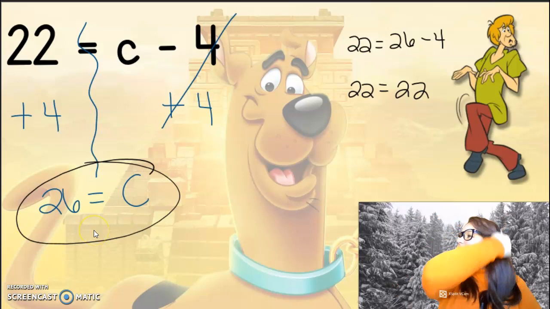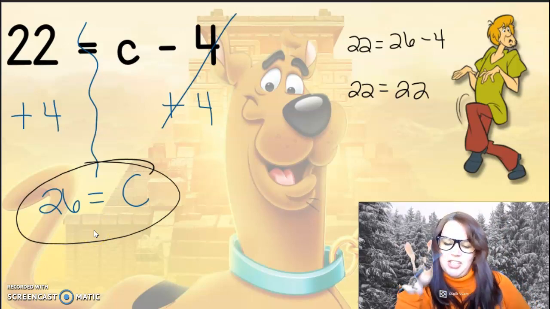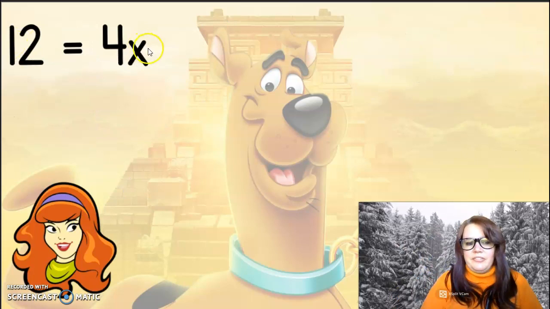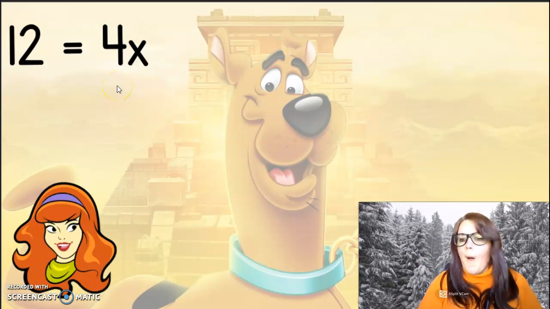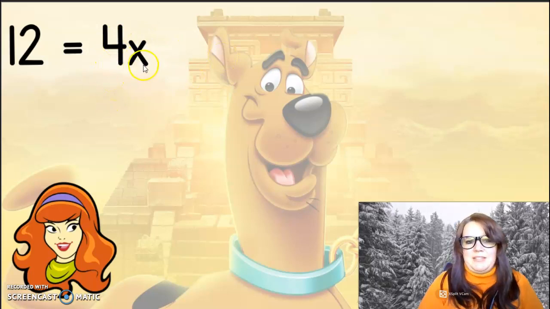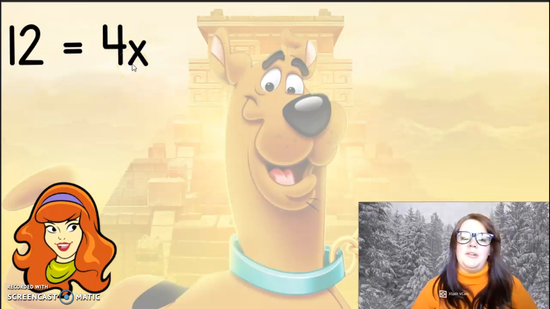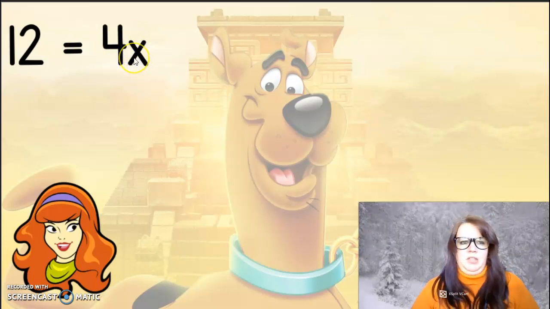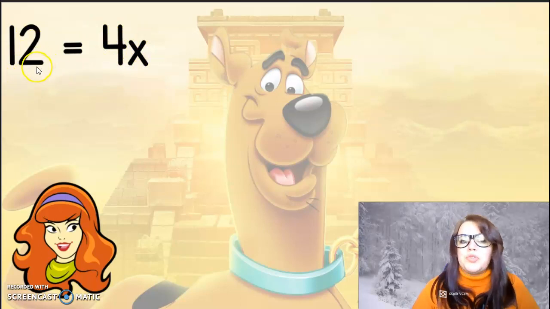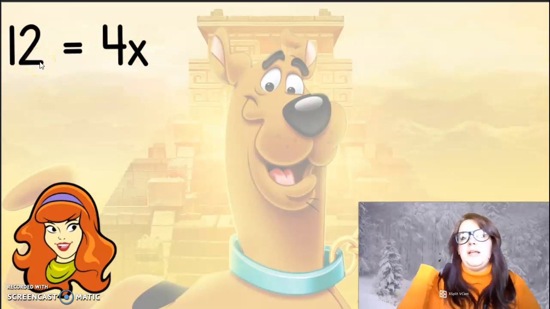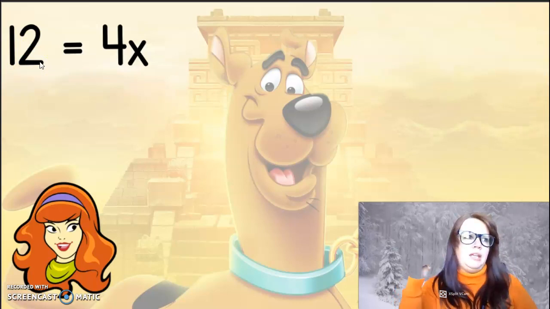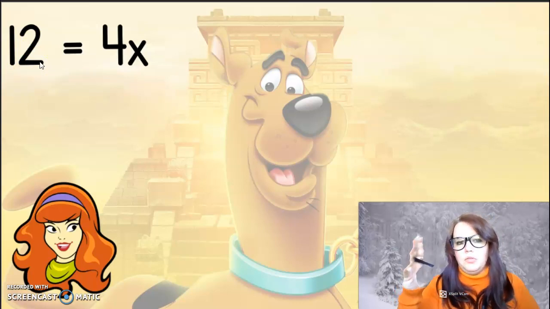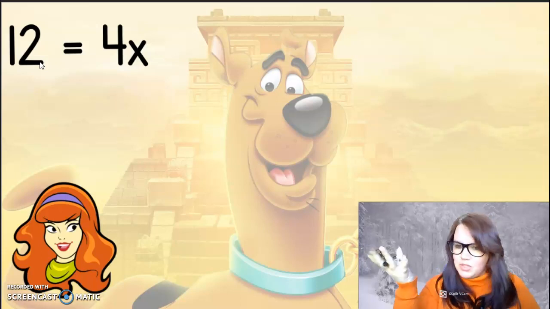Isn't this fun? Mystery. I've got two more for you. What if it's multiplication? I know this is multiplication because that's a coefficient and a variable right next to each other, so that is 4 times x. Just like in the last examples, some number times 4 equals 12. I know you're probably already doing this in your head. You're already pretty aware that what number times 4 is 12.